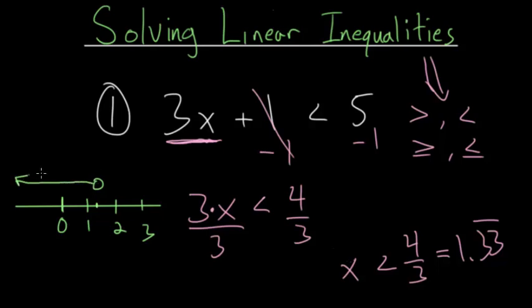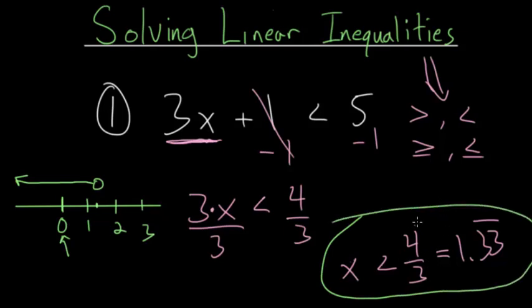So all values over here, and you can test this to make sure it's true by plugging in one of the values in your solution set. So 0, for instance, would be a solution to this inequality. We can plug that in here. 3 times 0 is 0, plus 1 is 1, which is less than 5. So you can see that testing it did work, and you did find values that were part of the solution set. So this x being less than 4/3 is the final answer for question number 1.